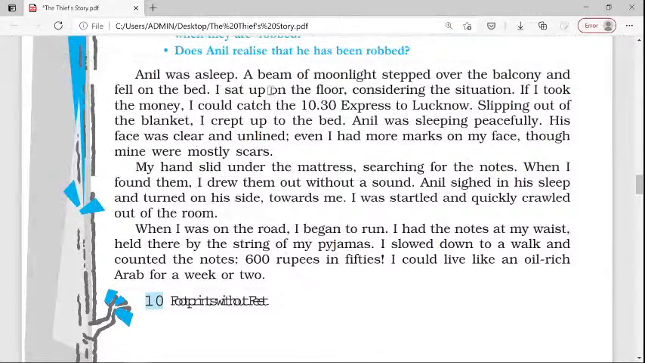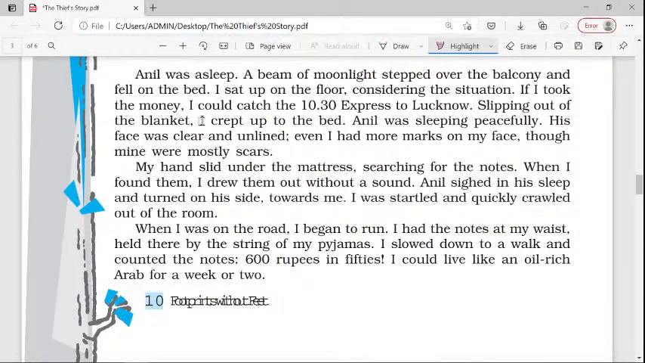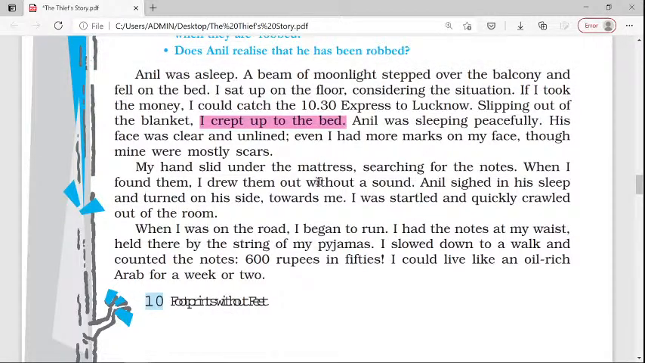Next, you see, Anil was asleep. A beam of moonlight stepped over the balcony and fell on the bed. I sat up on the floor, considering the situation. If I took the money, I could catch the 10:30 express to Lucknow. Slipping out of the blanket, I crept up to the bed. Okay, see, I crept up to the bed means he was going stealthily up to the bed, where Anil has kept a small bundle of notes.